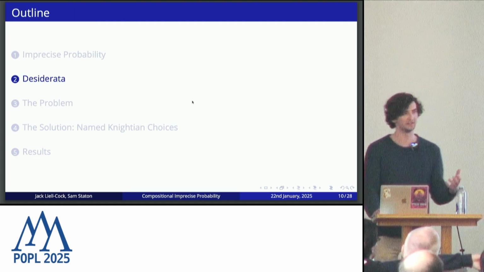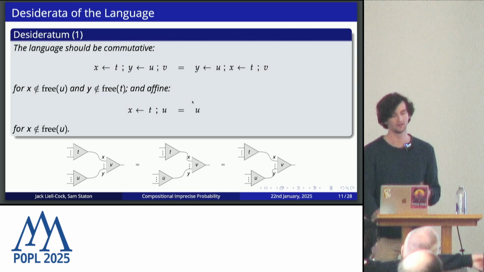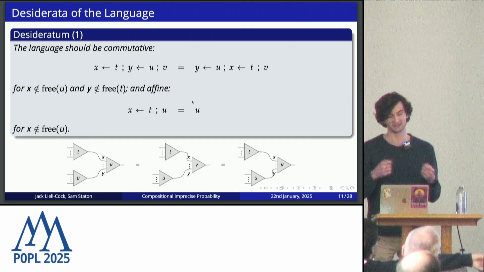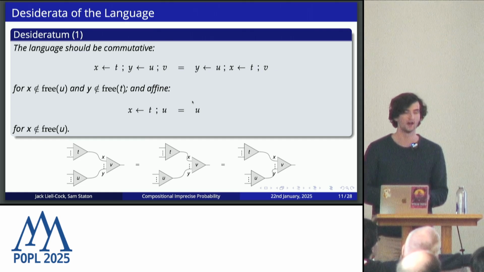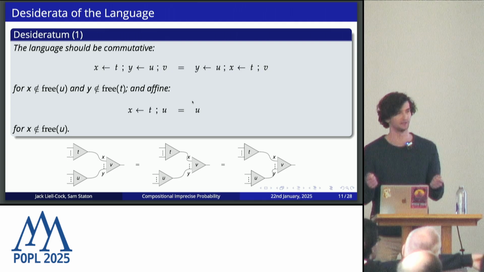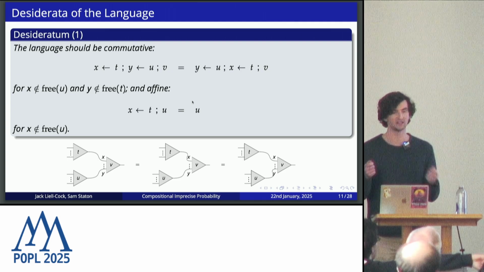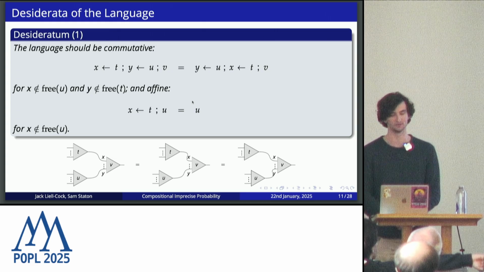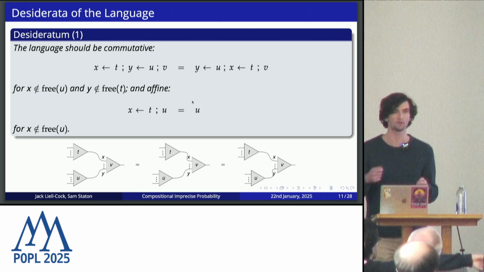So what kind of properties do we actually want our language to hold? Given we're talking about languages which model probabilistic programs for real-world modeling, first of all, we want our language to be commutative. So if we have two programs T and U, which don't reference each other, return values which are attached to x and y, and then we continue with V, which does some logic on x and y, then it shouldn't matter if we run T first or if we run U first.